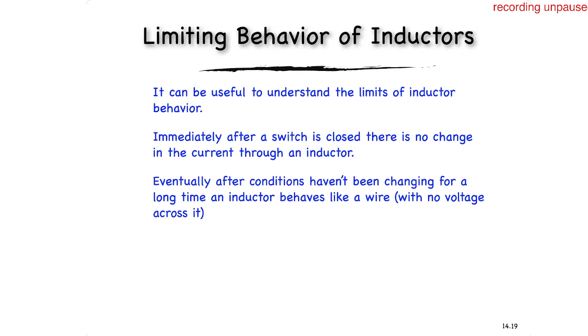Okay, so immediately after we close the switch or do something to change the current in the circuit, the inductor makes sure that nothing changes in the inductor. The current through the inductor stays the same. But eventually, it allows the current to flow through, and because it's literally a coil of wire, it ends up behaving just like a wire with no voltage across it. So those are the two limits.